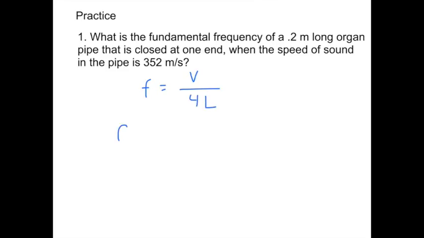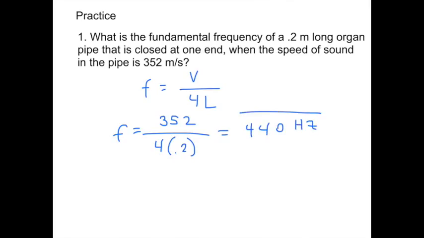Now we're ready to solve for fundamental frequency. So the speed of sound is 352 meters per second in this pipe, and then divided by 4 times, and then 0.2 is the length. Simplify all of this, and we get that the frequency is 440 Hertz.